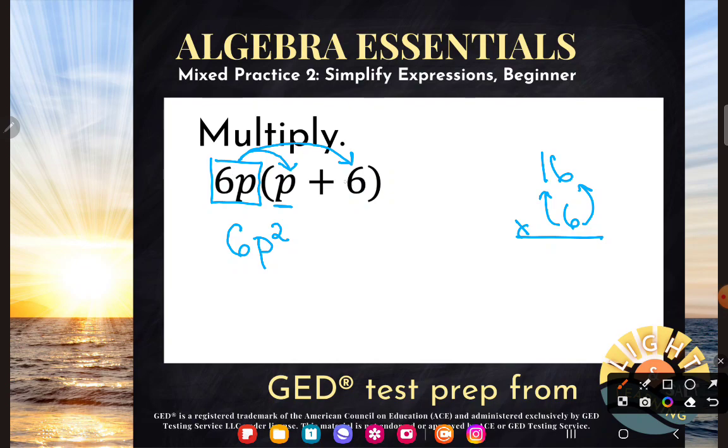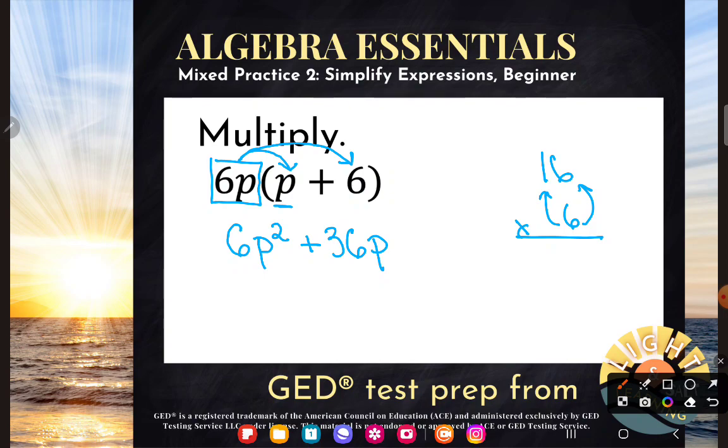And now I'm going to pass out my 6p to the positive 6. I read it as positive 6 when I'm multiplying. So 6 times positive 6 is positive 36. Positive 36 what? Well, I had a p multiplying in there, so I will still have a p.